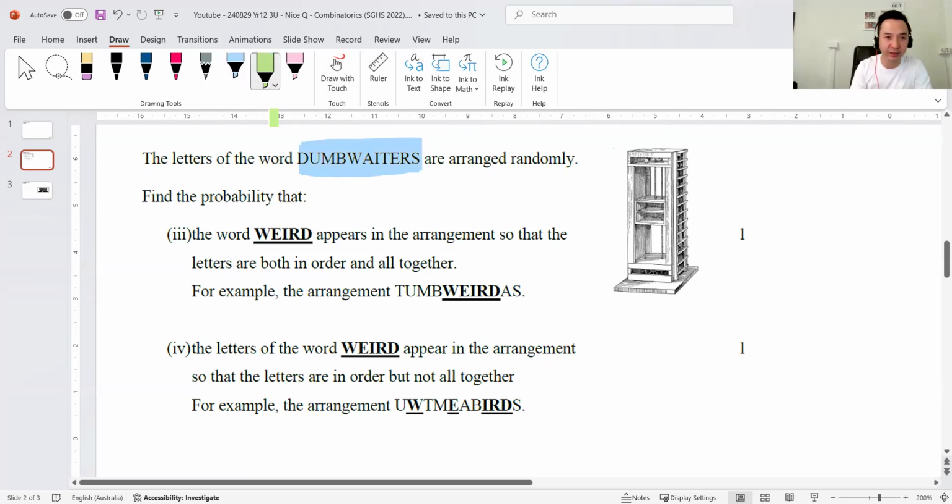Find the probability that the word weird appears in the arrangement so that the letters are both in order and together. So in order and together. For example, they give you an example. That's nice. Okay, weird is there in order.